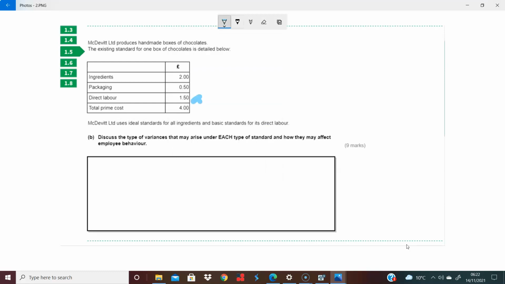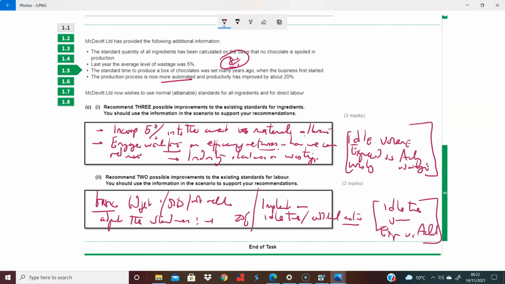Let's do over there. Do this over here. I want to multiply this by 0.8. So my new figure should be this. But I also want to make sure I take into account any idle variances and set standards for those as well. That's how I would go with that. And I think that definitely should be fine.